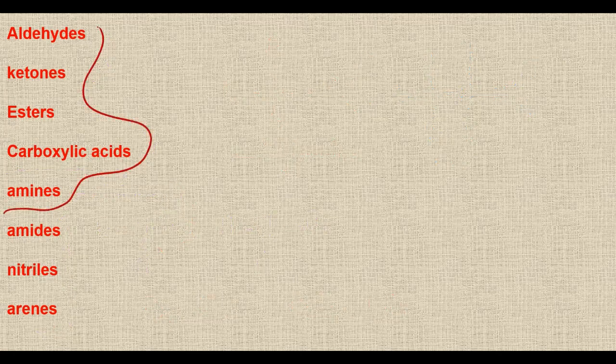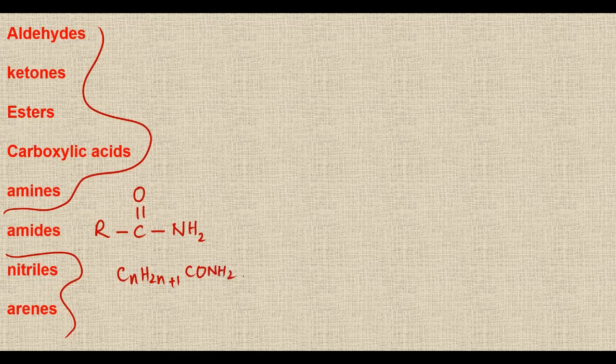Amides are different from amines because amides contain a carbonyl group in which an amine is attached to one side of the carbon and an R group is attached on the other side of the carbon. The general formula is CnH2n+1CONH2. A common example, just replacing the R with CH3, gives the simplest amide. According to IUPAC naming rules, we count the number of carbon atoms.